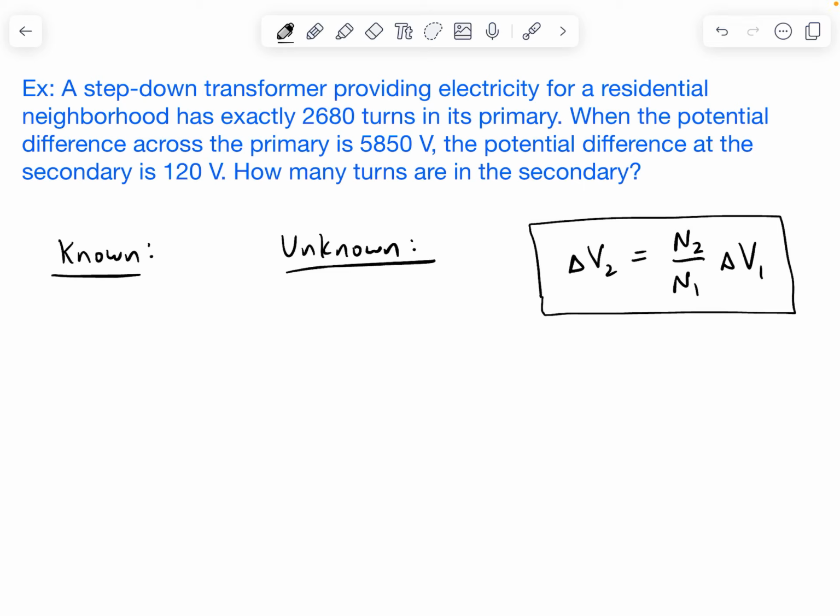Thanks for tuning in to another physics lesson with Mr. M. In this video, I'm going to teach you how to solve a problem involving a step-down transformer. Let's go ahead and take a look at our example here.